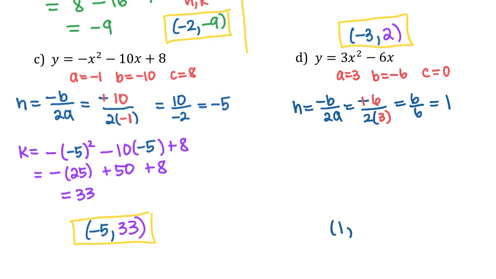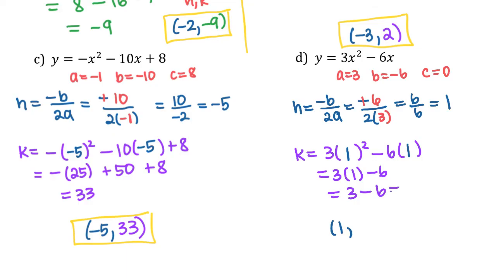To find my y coordinate, let's see, it's 3 times x squared minus 6 times x. And for my x coordinate, I got 1. Okay, exponent first. So 3 times 1 squared is 3. 3 minus 6 is -3. So the y coordinate of my vertex is -3. And my vertex is at 1, -3. And then we will graph this next class.